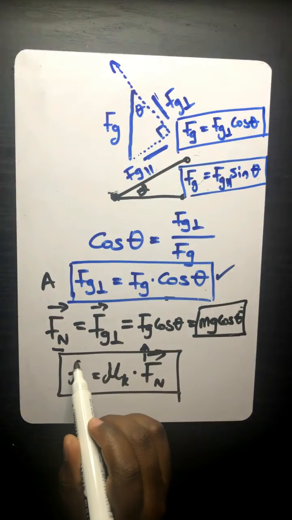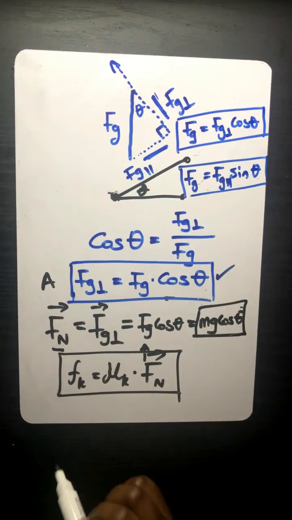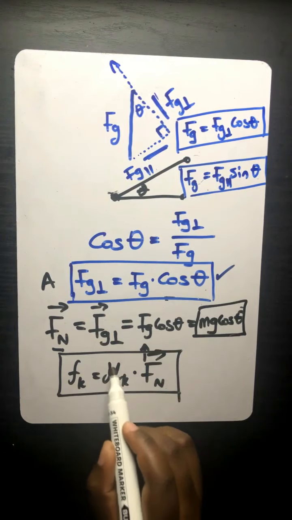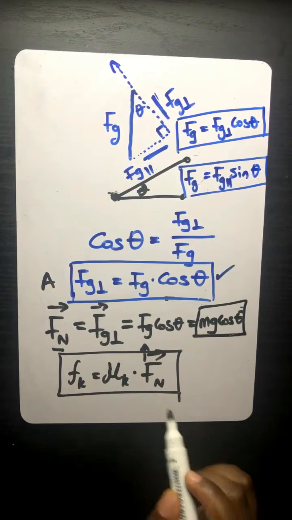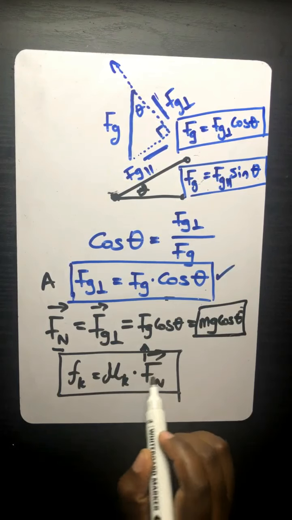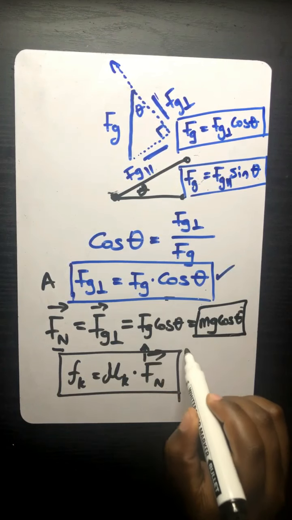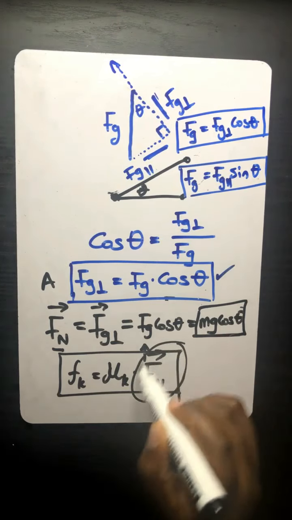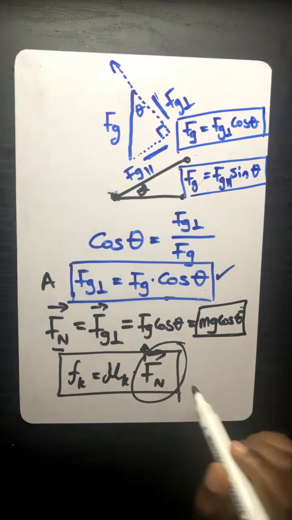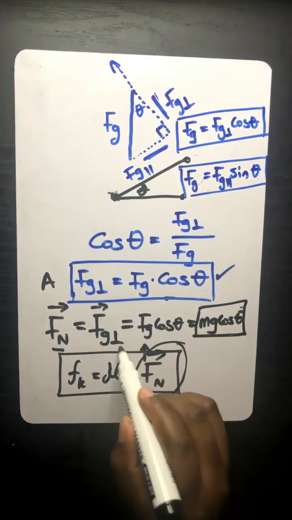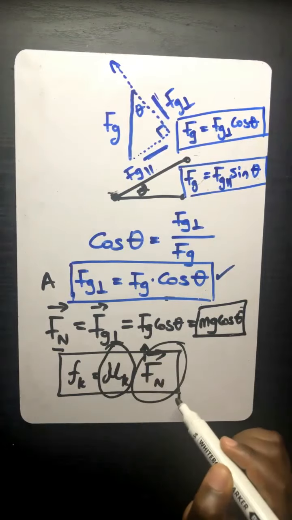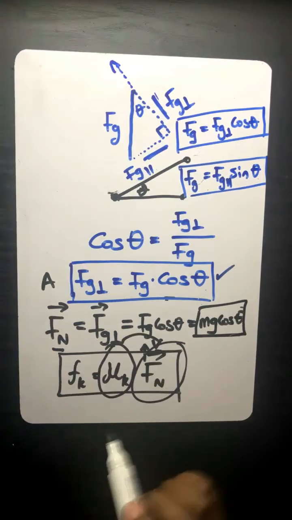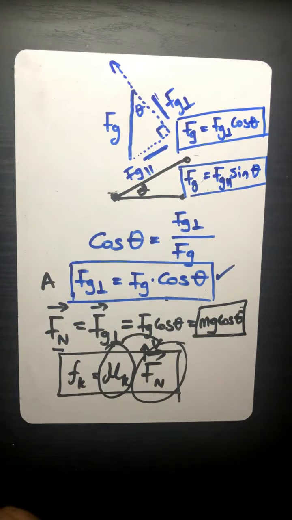F-A-K, which is the kinetic friction. It equals mu k, the coefficient of kinetic friction, multiplied by the force of normal. Remember, the surface could be gravel, tar, a ceiling, or ice. This coefficient tells the roughness of the material. So you should use this formula that much.